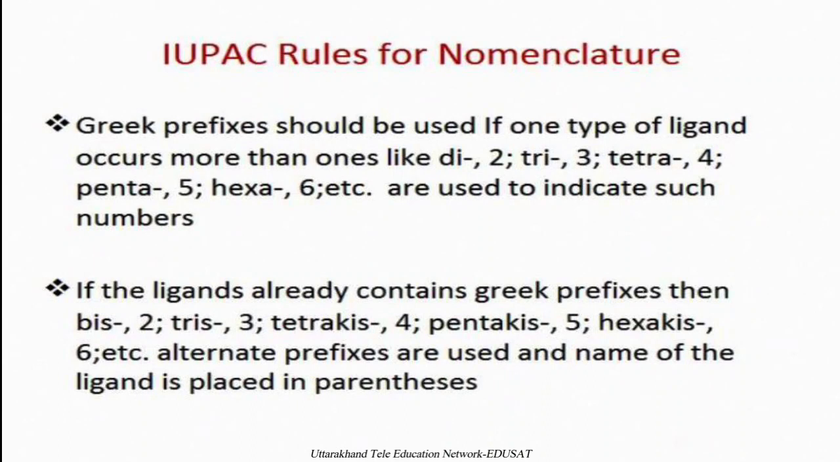If the ligand name already contains Greek prefixes like di, tri, tetra, penta, then we have to use the prefix bis for 2, tris for 3, tetrakis for 4, pentakis for 5, hexakis for 6, etc. These alternate prefixes are used, and the name of the ligand is placed in parentheses, meaning a small bracket.